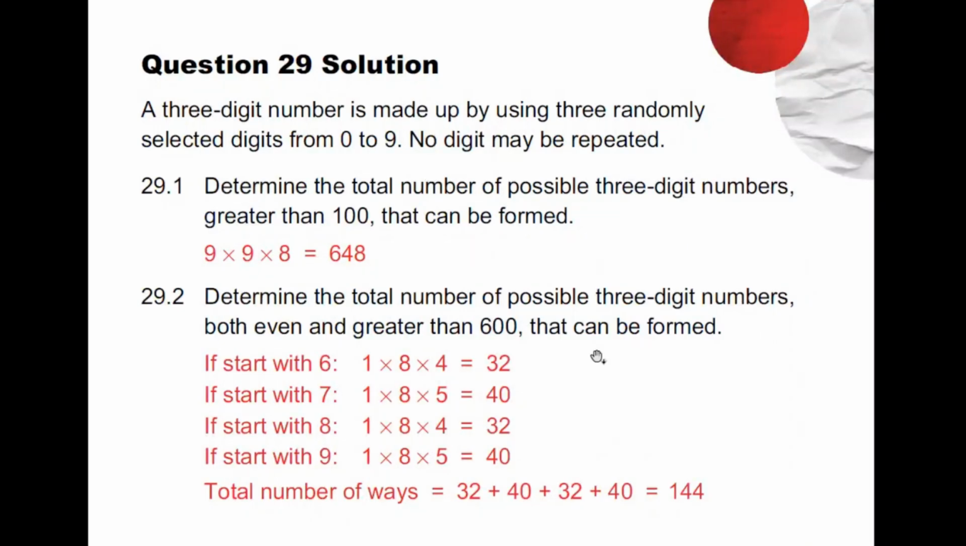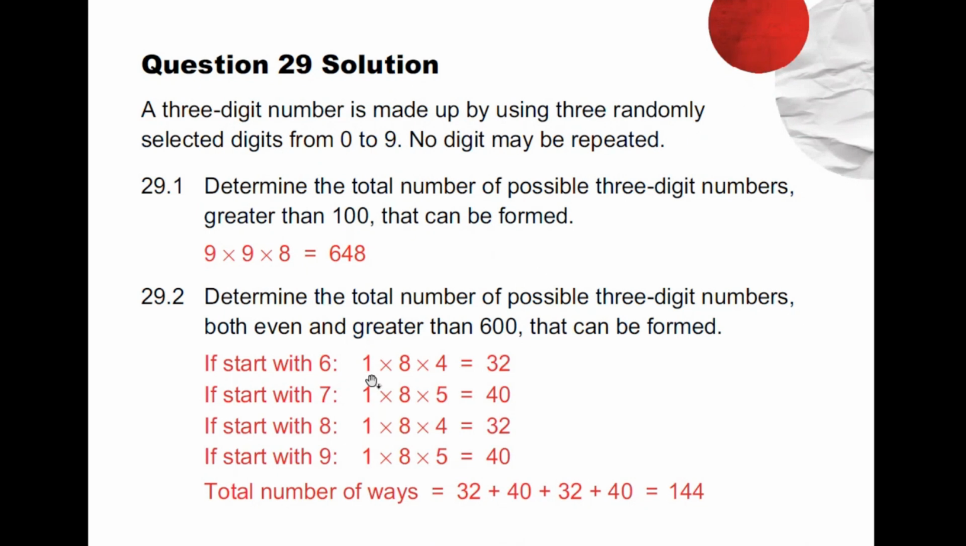Okay, so I decided that it might be easier to do it if you start with a 6, because it's got to be bigger than 600. If you start with a 7, if you start with an 8, if you start with a 9. If you start with a 6, how many numbers can go in the beginning? 1, the 6. This has to be even. So what does it have to end in? 0, 2, 4, 6, 8. But I can't repeat. So it can't end in 6, which means how many numbers can I have at the end? 4, because I can't end it in 6 because I started it with 6.